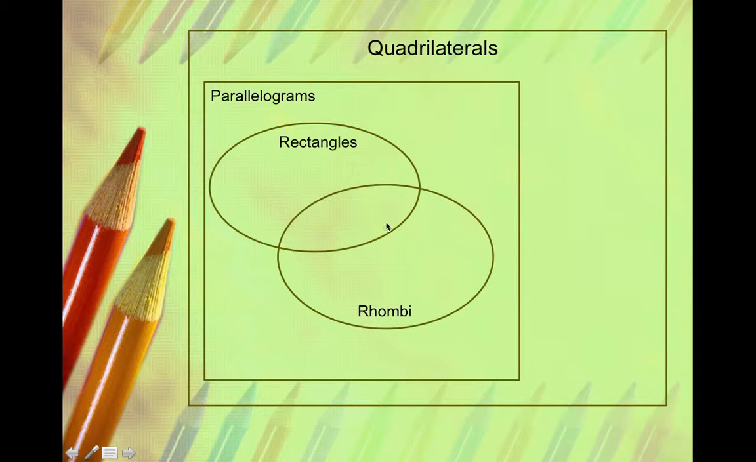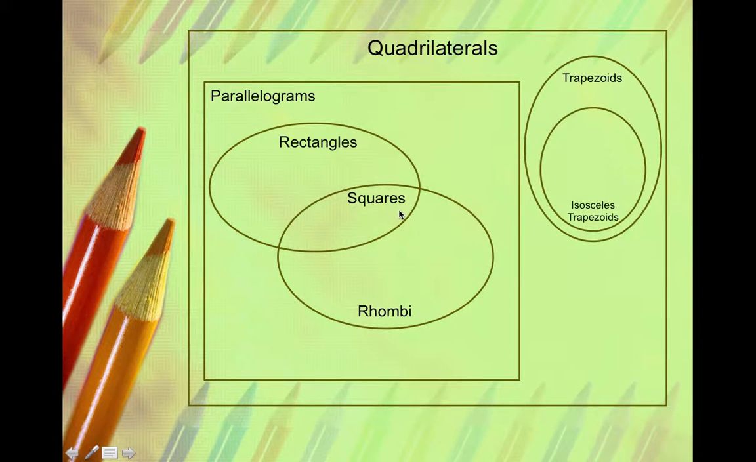Then there's another special type of parallelogram called a rhombus. The rhombus has all four sides congruent and opposite angles congruent. Now, a rectangle and a rhombus together form a square. So a square has all the characteristics a rectangle has and all the characteristics a rhombus has. Like a rhombus, a square has all congruent sides. Like a rectangle, it has 90-degree angles. So it's a combination of both.